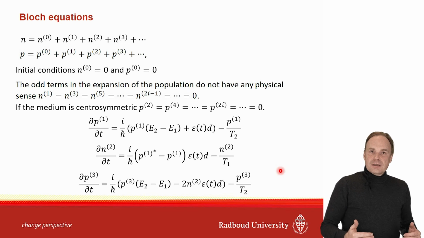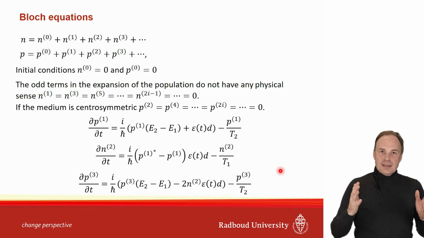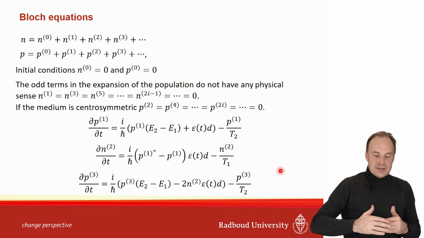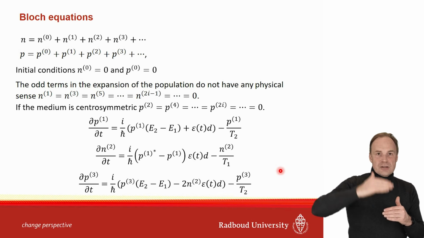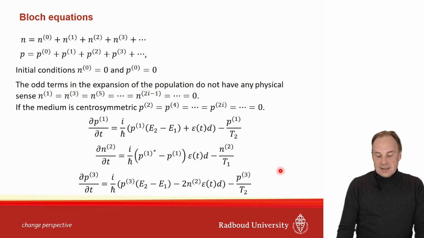First of all, what do we do in a pump probe experiment? There is a pump pulse that comes and excites carriers from the ground to the excited state. So you create a population of the excited state. The population of the excited state is described by this expression. As we showed, it is a function of the electric field and the polarization of the first order.